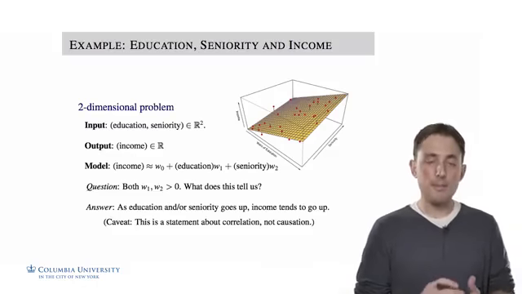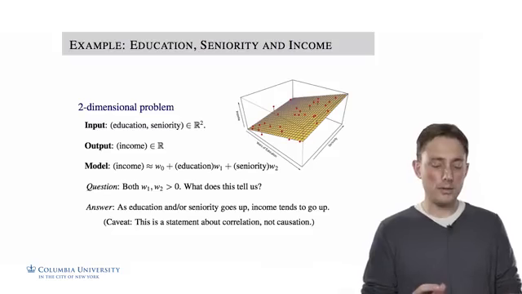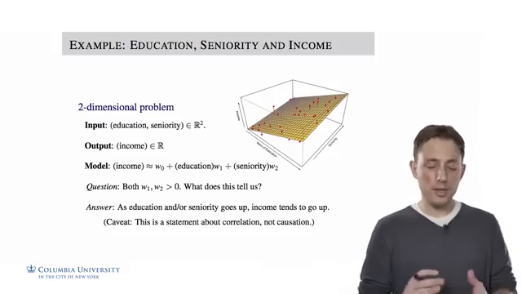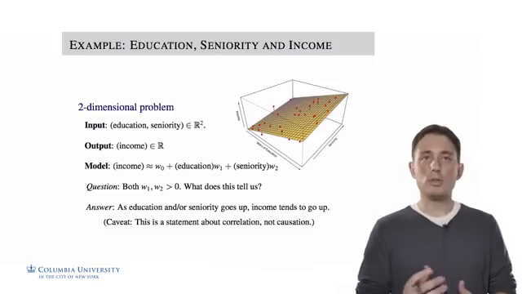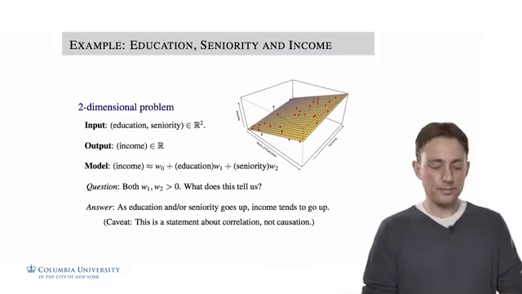So here's a very simple example of that where we have as an input a two-dimensional vector that has some measure of education and seniority. So for example, how many years of education do you have and how many years seniority do you have? That would be the input for an individual. And then the output is that person's income. And we'll assume it's a real valued number.